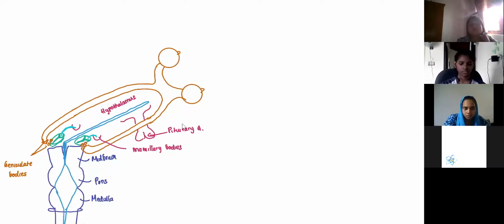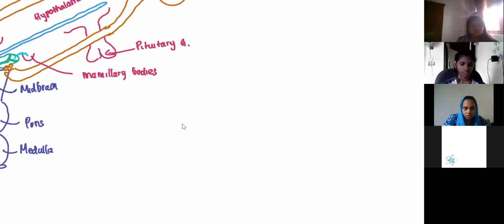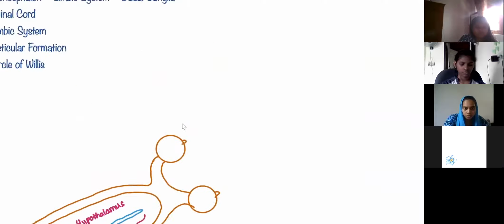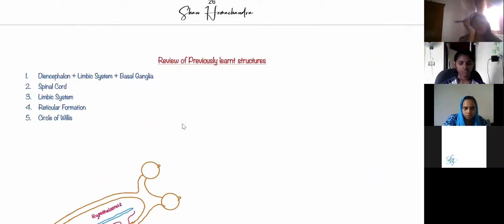So now, give me a second. Now I'm going to draw the thalami. Okay. Wait, before that, I'm going to draw the circle of Willis.